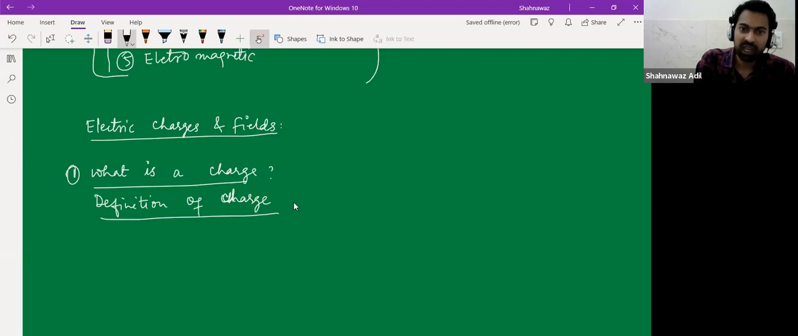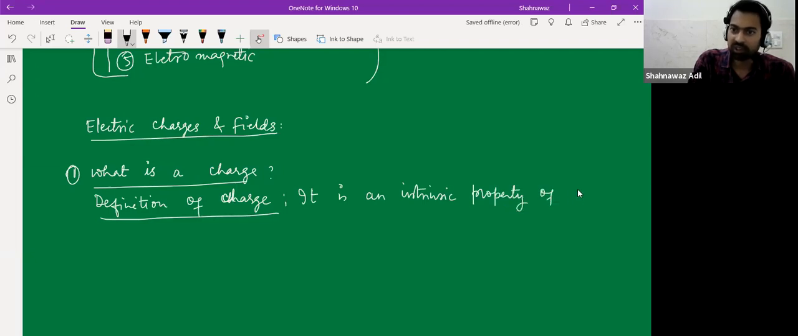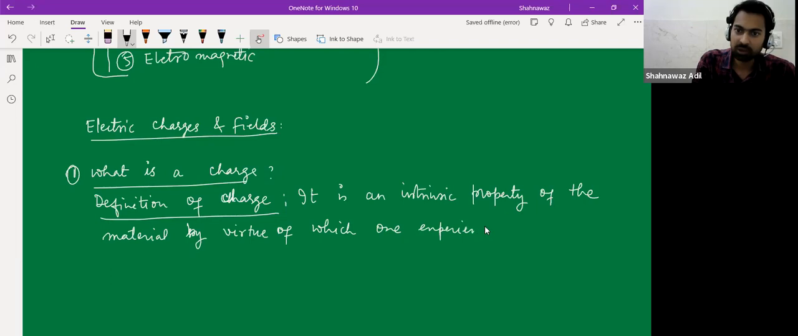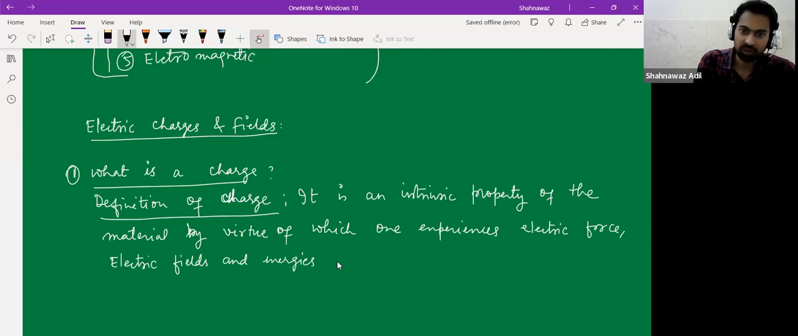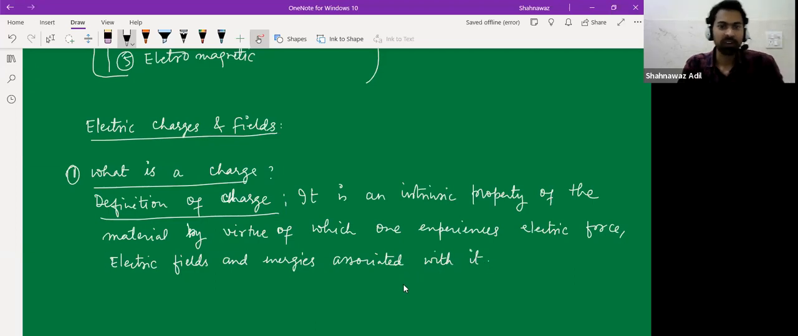So the answer would be that it is an intrinsic property of the material, or the element or the compound, by virtue of which one experiences electric force, electric fields, and energies associated with it, right? So this is the definition of charge.